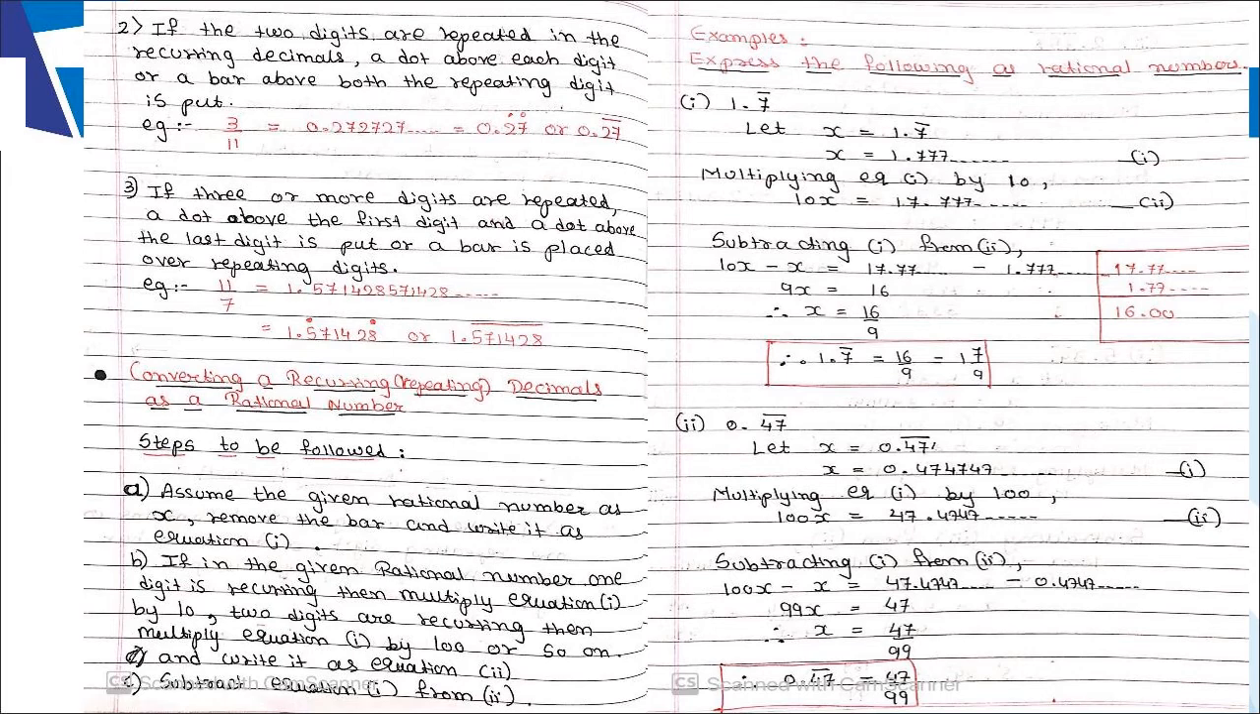0.474747 dot dot dot multiplied by 100 is 47.47, and so on. Here again I will tell you the rule. A decimal point will shift 2 times to the right. Why 2 times? Because 100 has 2 zeros. Then subtract equation 1 from 2 and get the answer.